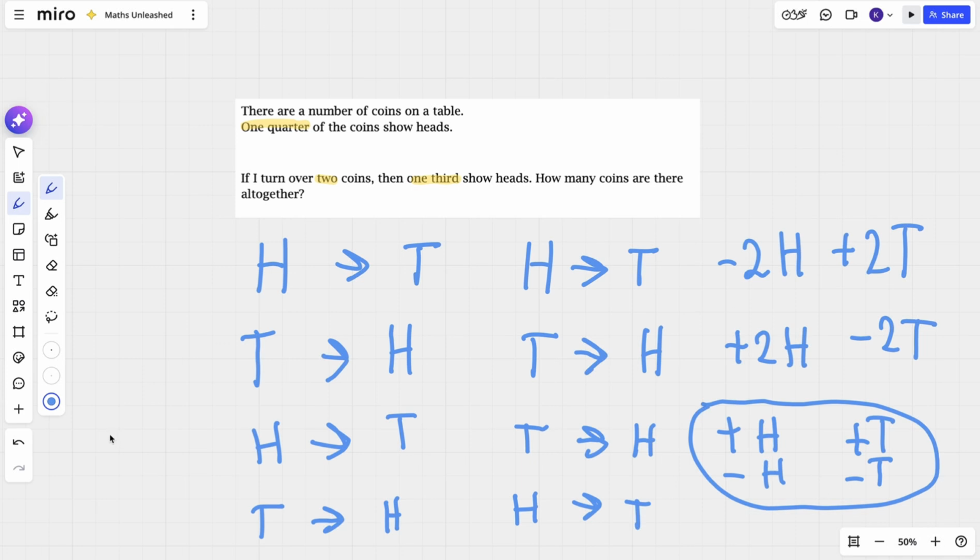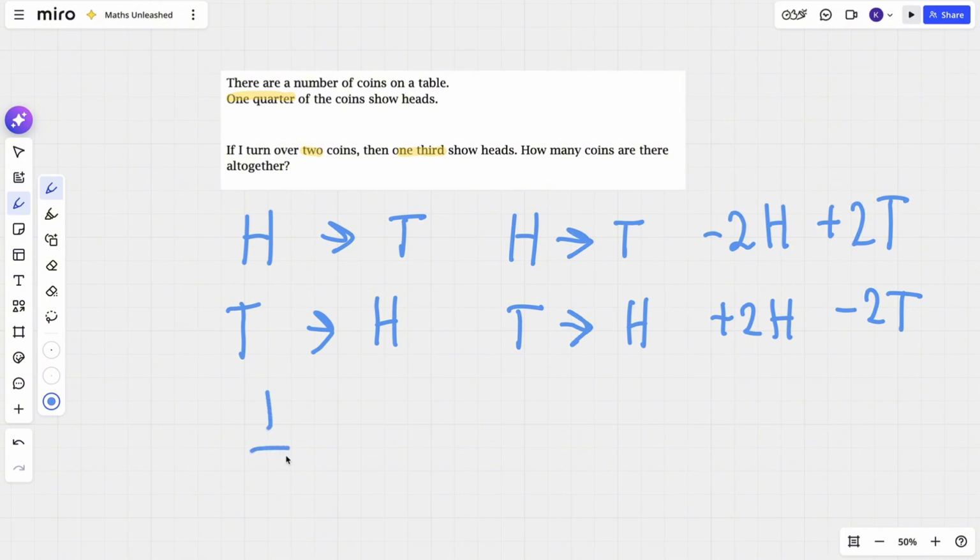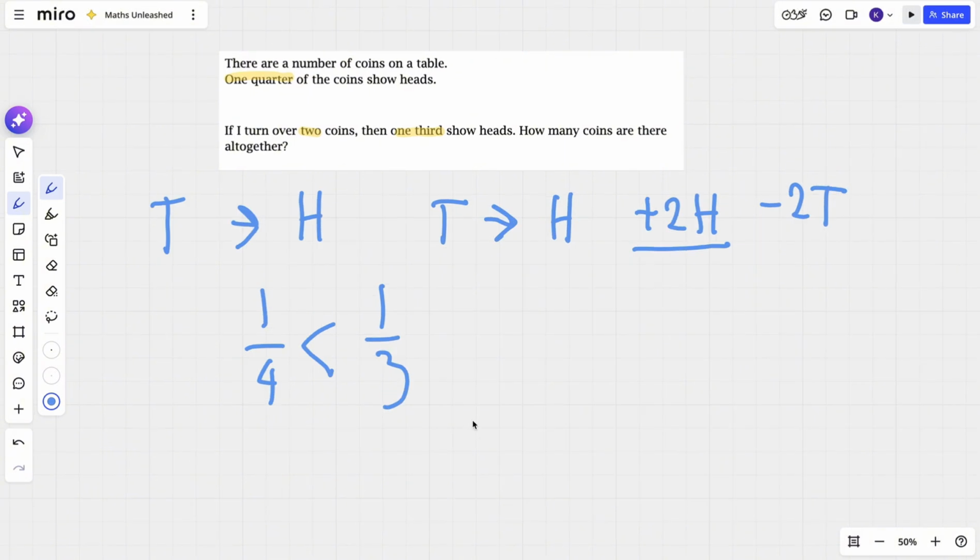However, we know that the amount of heads changes from 1/4 to 1/3. So it definitely can't be either of these 2 options because the amount of the heads and tails needs to change. 1/4 is less than 1/3. This means the amount of heads increases. Therefore, out of these 2 scenarios, it must be the second one, because in this one the amount of heads increases, and in the question it also increases because 1/3 is bigger than 1/4. This means we know that both coins were originally tails and changed into heads.